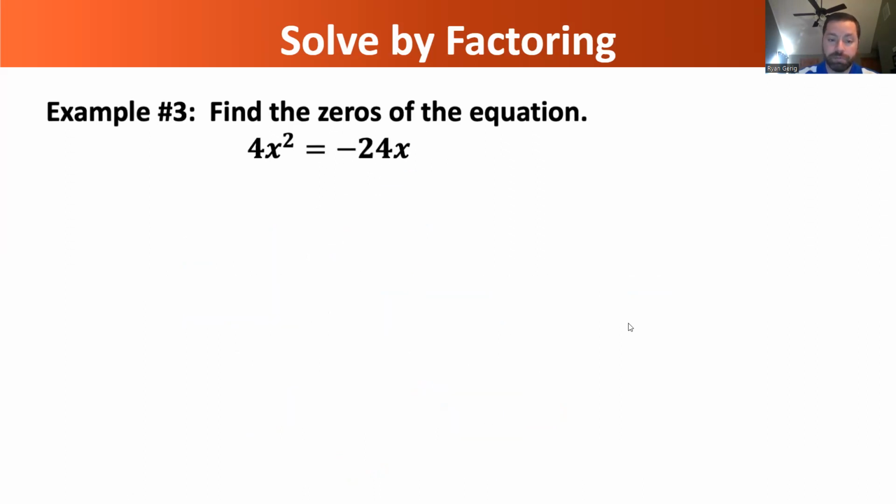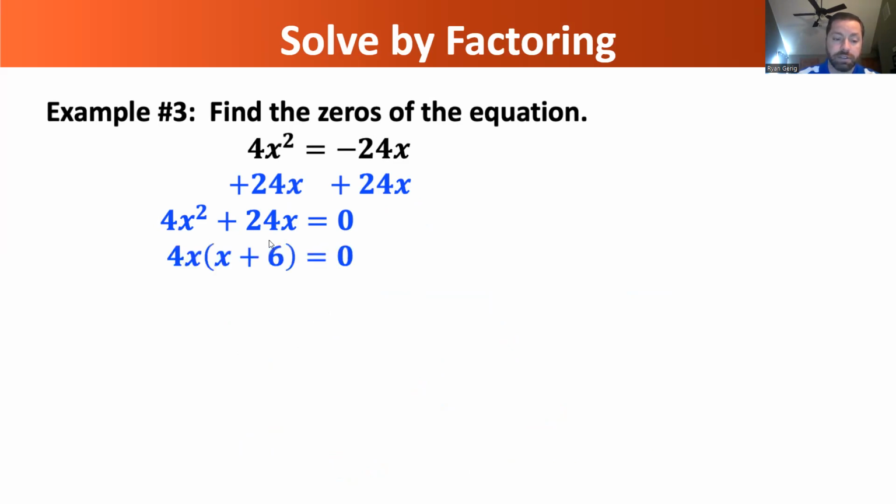Last one's another weird one. Again, it's not equal to 0. I'm going to add 24x to both sides. So 4x squared plus 24x equals 0. Now, there's no constant term. There's no c value here. But if I look at just the left-hand side, I see that I have a GCF of 4x. If I divide 4x out, or take the GCF out, 4x squared divided by 4x is x. 24x divided by 4x is 6.